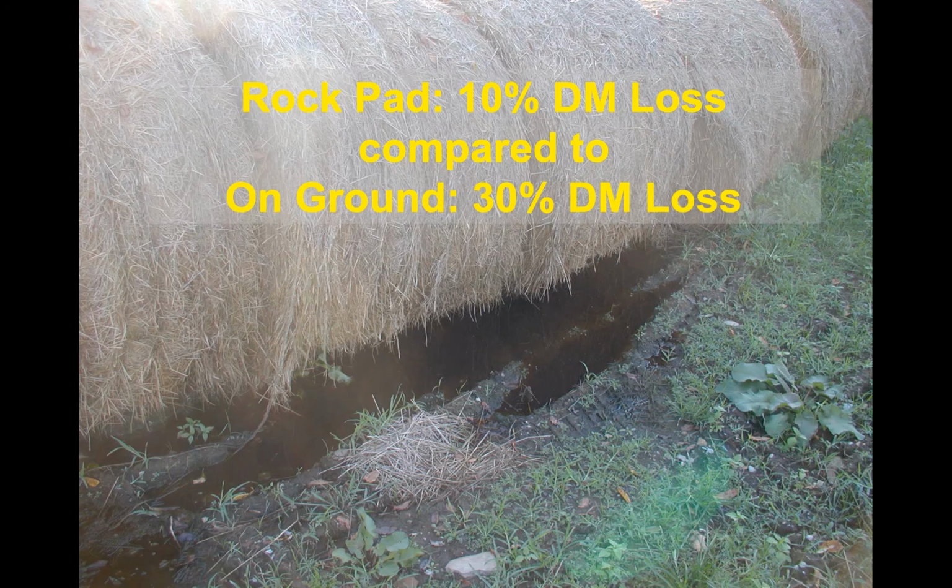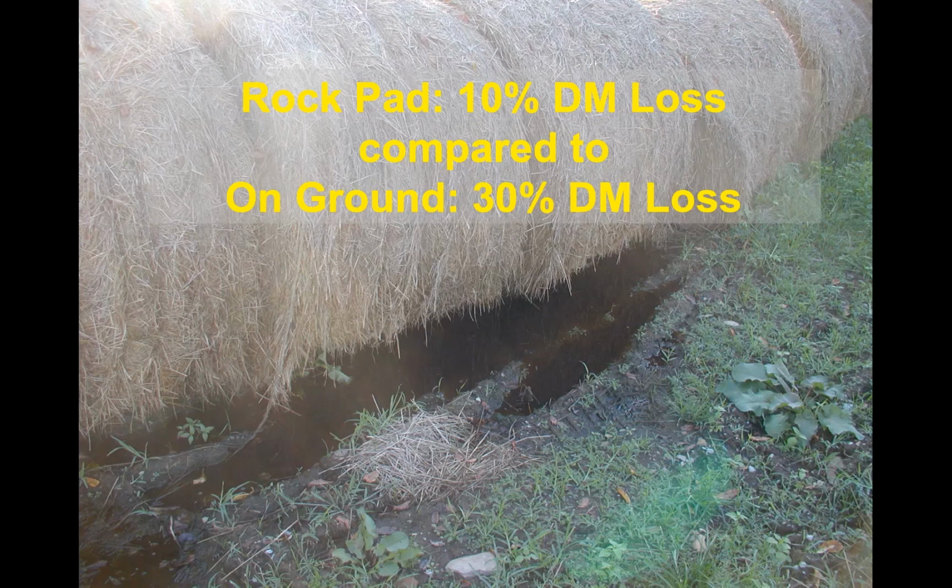This is some work that Mike Collins did in Lexington a long time ago, and he looked at storing bales on a rock pad versus directly on the ground. And what he found was that when he stored them on a rock pad, he had 10% dry matter losses versus 30% dry matter losses stored on the ground.